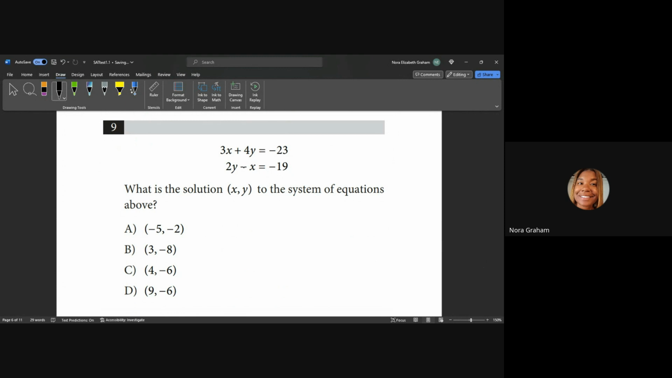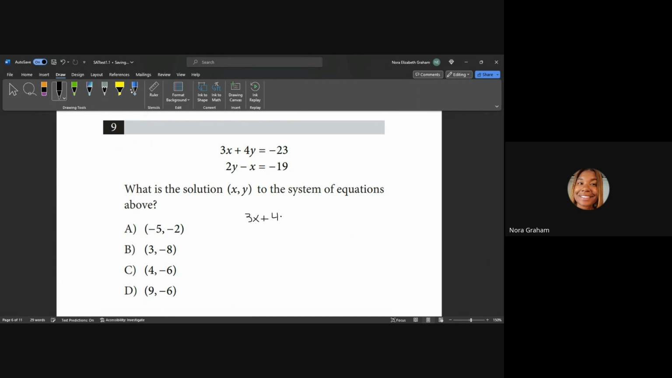For this one, I'm going to use the process of elimination. You could use substitution if you'd like, but for this one, I'll tackle it with elimination. With elimination, we want to manipulate one of our equations, either the first or second, and try to cancel out a variable by adding the two equations together.